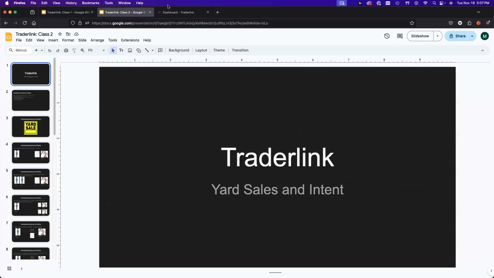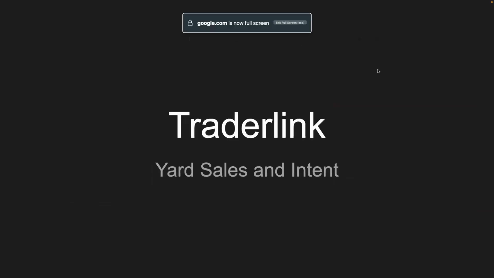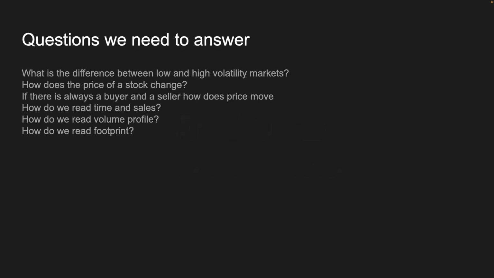So for this class, we're going to talk about markets, right? In the previous lecture, we were starting off discussing a grocery store type of analogy, right? We were looking to buy an apple, something that everybody is quite familiar with. We're not going to move too far from that in this specific example, but we do have some new questions that we need to touch on before we go much further, right? So we need to look at what the difference is between a low and a high volatility market.